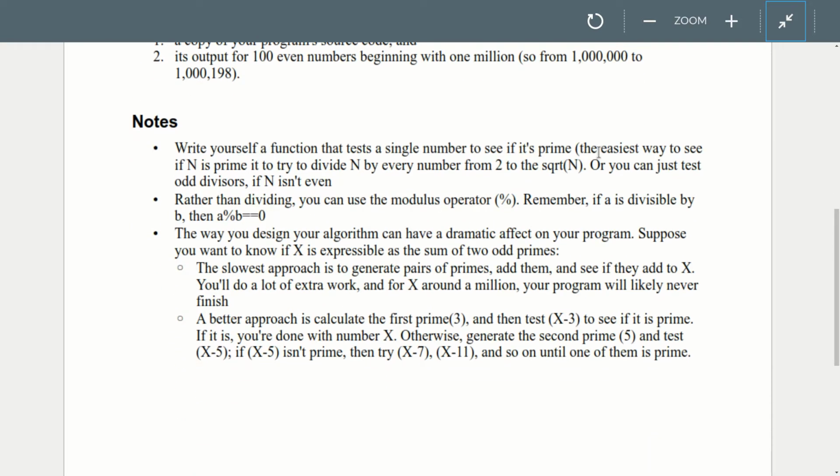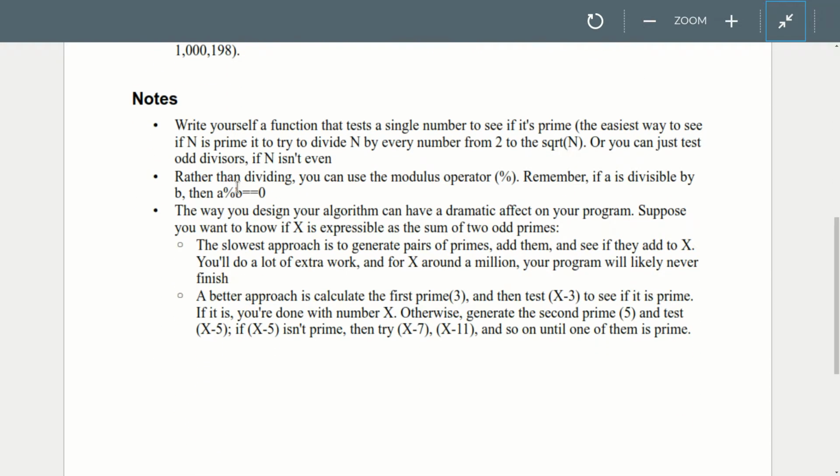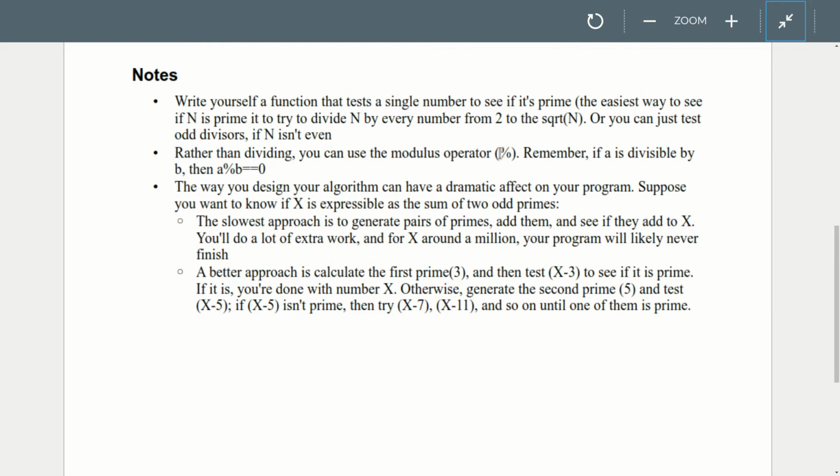Okay, so write a function to see if a single number is prime will help you. Make sure you only go up to the square root of n. If you're careful never to try to use an even number as a prime, you don't need to worry about trying to divide by 2. Or you can just check if your number is divisible by 2 and it's not 2, it's not prime. You can use the modulus operator to look for a remainder when you do division. And so if a is divisible by b, then a % b will be equal to 0. So that's one way to test divisibility in C or C++.